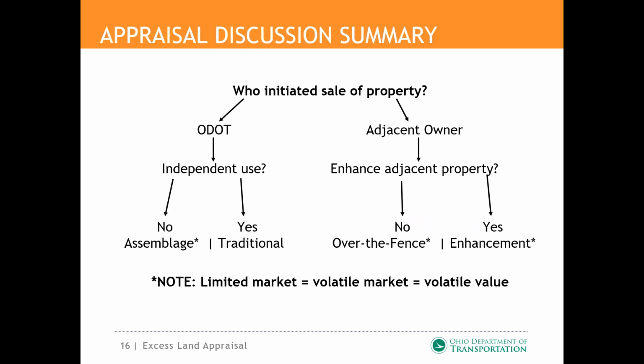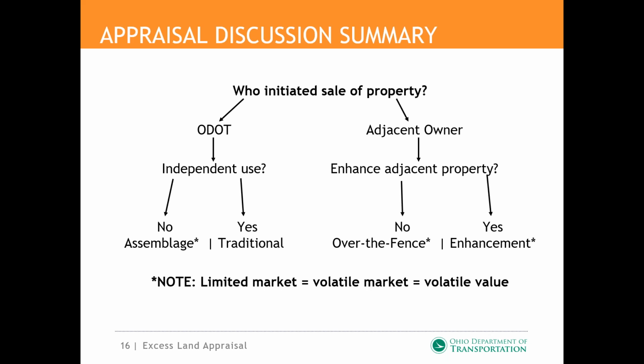All right, so here's a little summary of what I just went through. This is a real quick and simple flow chart, but it goes through the process. First, you ask yourself who initiates the sale, whether it be ODOT or an adjacent property owner. The next question is, does this property have an independent use? If ODOT initiated and it does, then you're going to use the traditional approach. If it doesn't, then you're probably going to use the assemblage approach. If the adjacent property owner requested the sale, then you're going to see if it enhances the adjacent property. If it does, then you're going to use the enhancement value. If it doesn't, you're going to use the over the fence value.